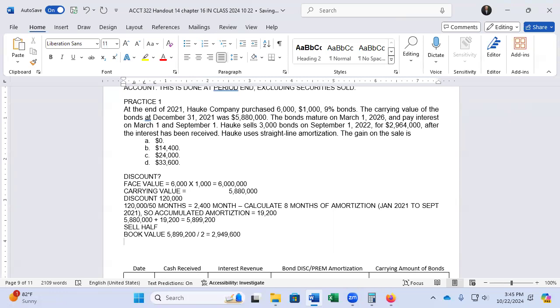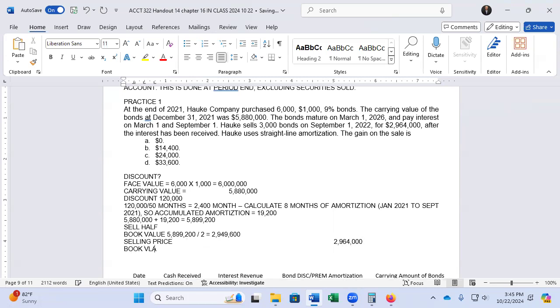And so it says our selling price was $2,964,000. Our book value is $2,949,600. And so the difference, 14,400 in this case, is a gain.